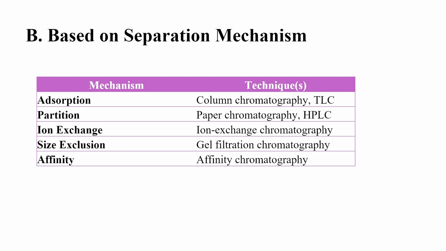So chromatography is also classified on the basis of separation mechanism, which can be adsorption, partition, ion exchange, size exclusion, or affinity. And based on the mechanism, there are different types of techniques. For example, column chromatography and thin layer chromatography use adsorption as a mechanism. Similarly, gel filtration chromatography uses size exclusion principle. And paper chromatography and HPLC use partition as the principle for the separation.